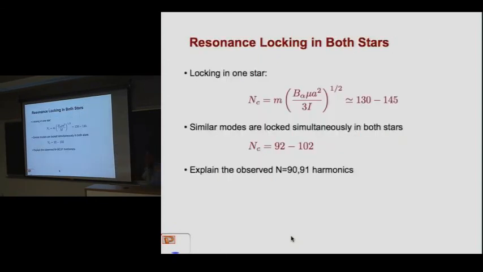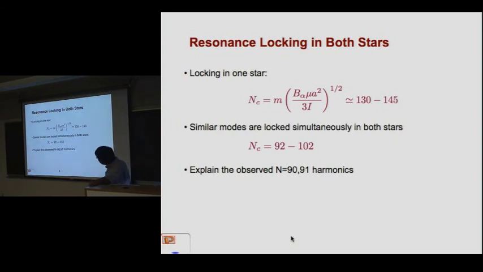Okay? And let me just finish by saying, so far I've been talking about a single star, one mode inside one star. In that case, you have this critical NC. If you consider two stars, and this system happens to have two very similar stars, and you consider very similar modes in both stars, resonance locking can occur in both stars, one mode on each star. In that case, this critical NC will be divided by the square root of 2, and that turns out to be 92.